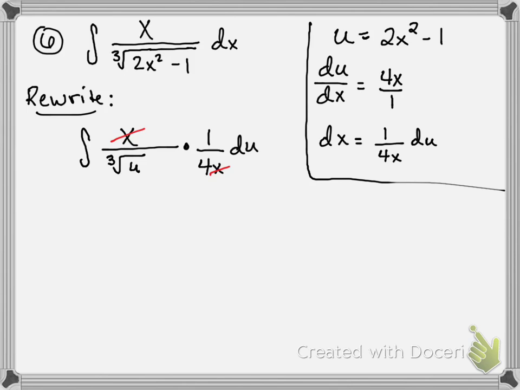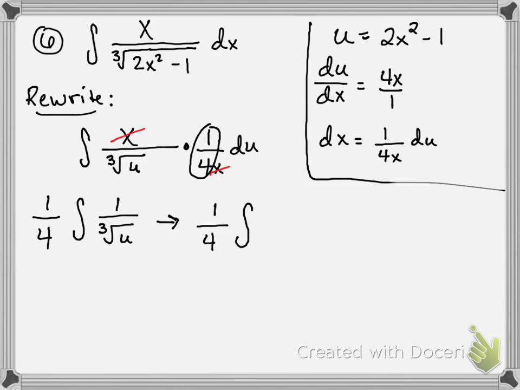So I'm going to bring my constant 1 over 4 out in front of my integral. And then I have 1 over the cubed root of u. Now that doesn't help us. We want to get this to be a power, so I use what I know about powers. That's really u to the negative 1/3 power. Cube root of u in the bottom is a negative exponent, negative 1 over 3. And that's du.